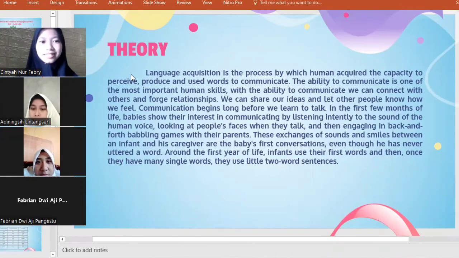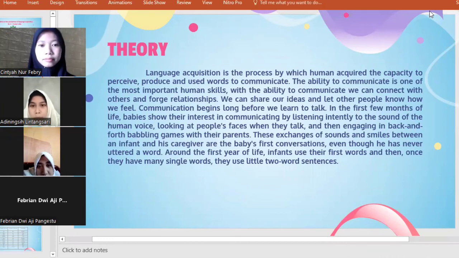Okay, we go to the theory. Language acquisition is the process by which humans acquire the capacity to perceive, produce, and use words to communicate. And the ability to communicate is one of the most important human skills. With the ability to communicate, we can connect.